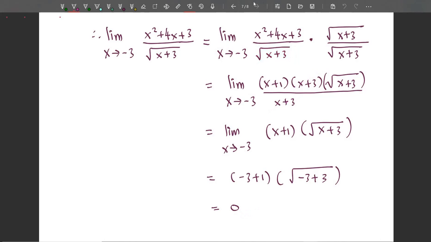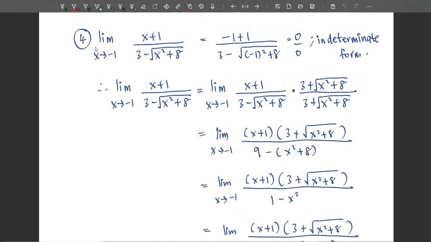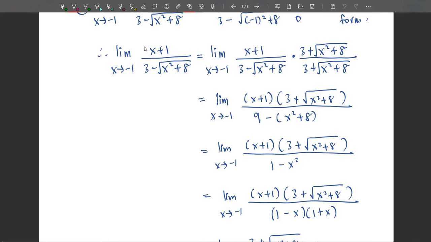Okay, the last one. Here we have limit of x plus 1 over 3 minus root of x squared plus 8 when x approaches negative 1. I substitute the value of negative 1 in x, and here we have 0 over 0, which is indeterminate form. Next, we need to multiply with the conjugate, which is this one. This is the conjugate. Remember, it should be written like this.